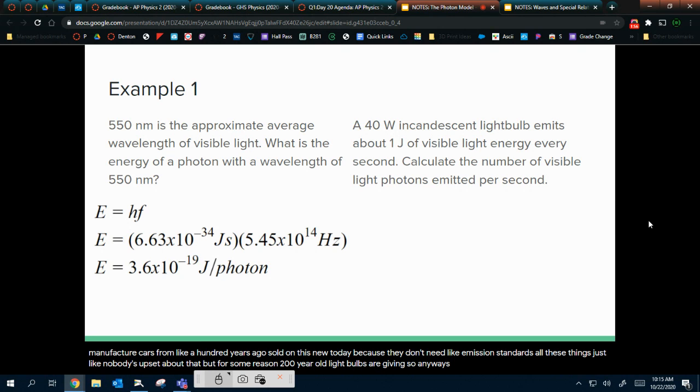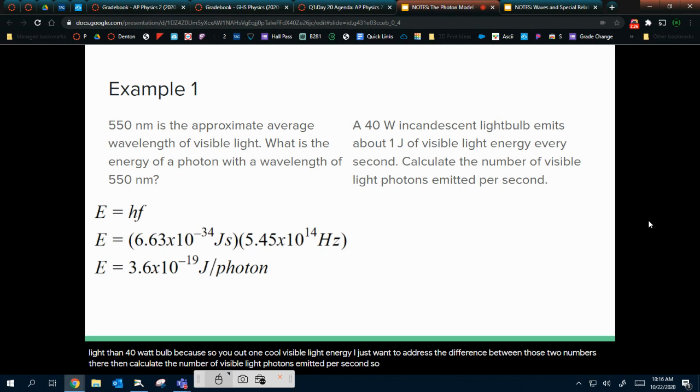So, anyways, this should make sense. They're horribly inefficient, which is why you can buy an LED bulb that uses like 3 watts and puts out more light than a 40-watt bulb, because they're actually pretty efficient. So it's only about 1 joule of visible light energy. I just want to address the difference between those two numbers there. Then calculate the number of visible light photons emitted per second.